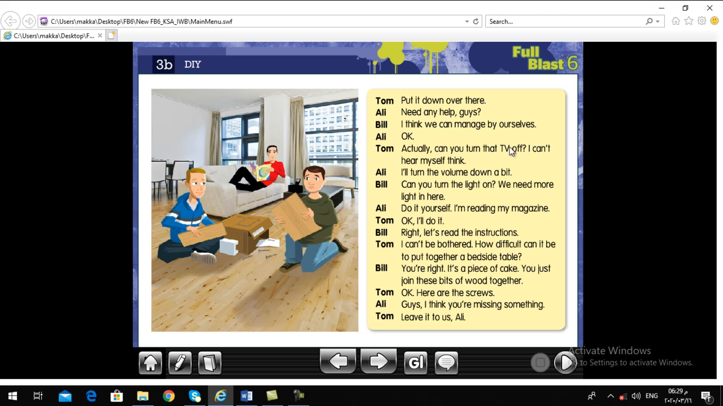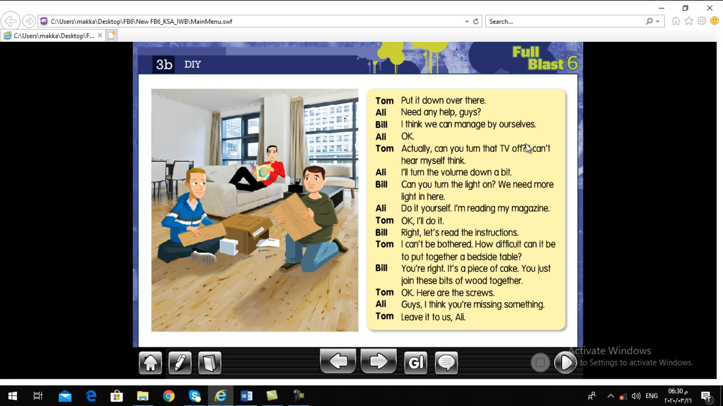I can't hear. Who can't hear? Who is the doer of the verb here? I, Tom. Who is the recipient? Hear what? Hear Tom. Myself. When the doer and the recipient are the same, I use a reflexive pronoun. Why myself? Because I. Myself refers to I. So whenever you find the doer and the recipient are the same thing or the same person, I use a reflexive pronoun.